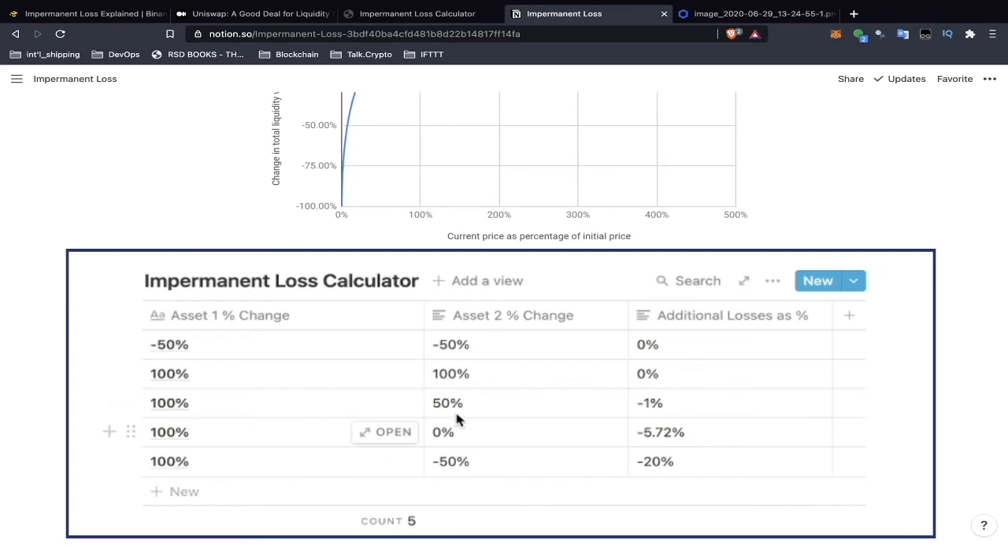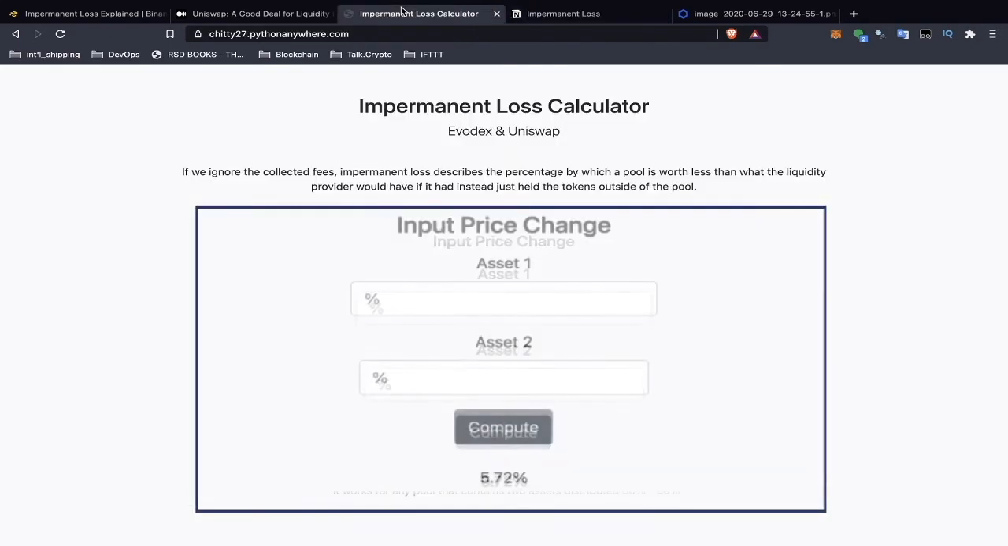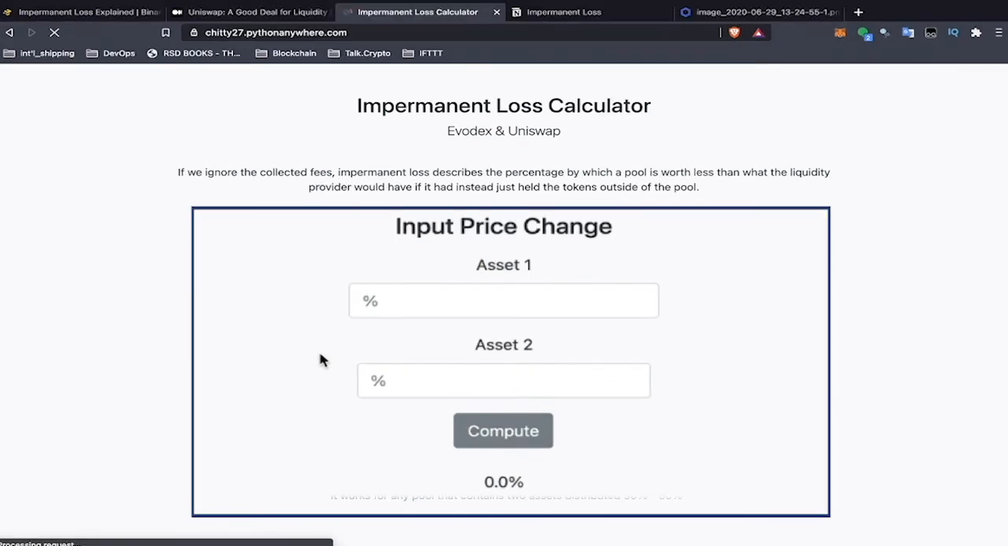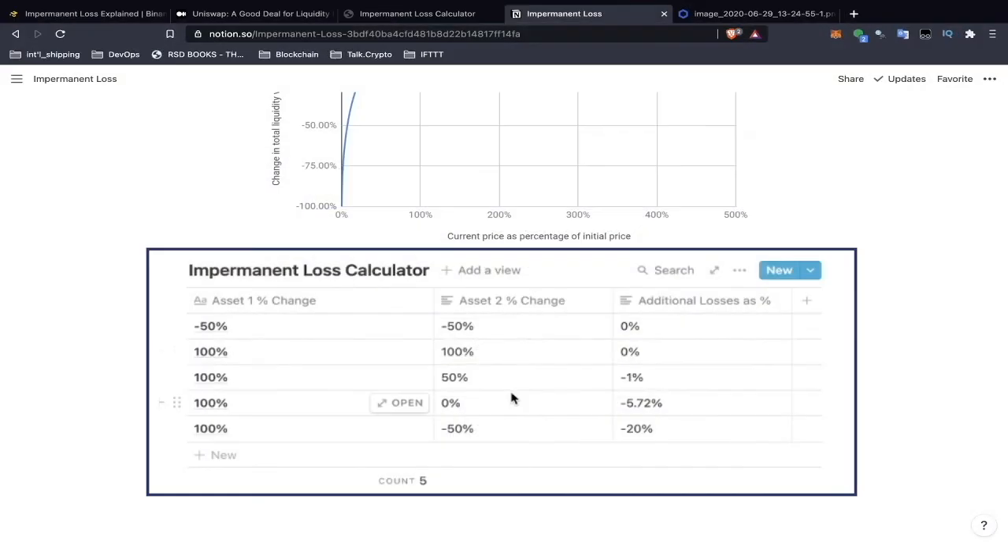So we can see here that the closer that the two assets track each other in price, so if they both go up 100%, let's even put 500%, right? Just to show you, there's no impermanent loss experienced. So this is the key takeaway from this video, is that if your two assets in the pool track each other in price, there is no impermanent loss.